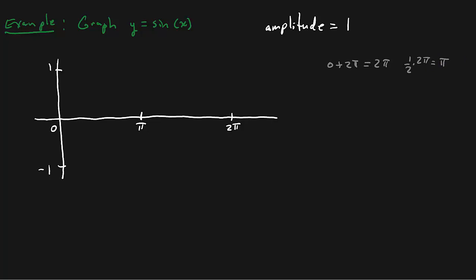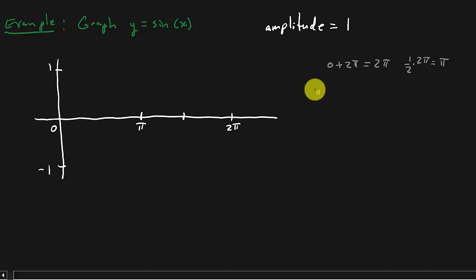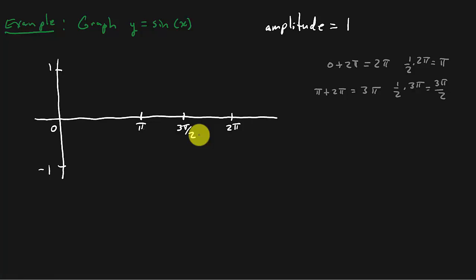Then I need the midpoint between pi and 2 pi. So I can come over here to the side and do pi plus 2 pi equals 3 pi. And then I do 1/2 times 3 pi, which is 3 pi over 2. And so this is 3 pi over 2. All I'm doing is breaking this up into 4 equal intervals. This is what you're going to do every single time for every sine and cosine function.